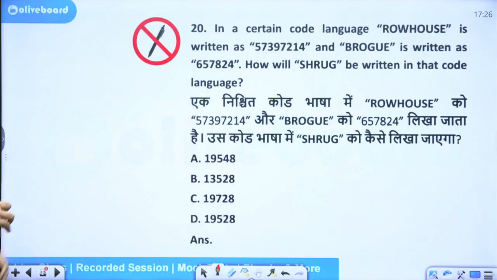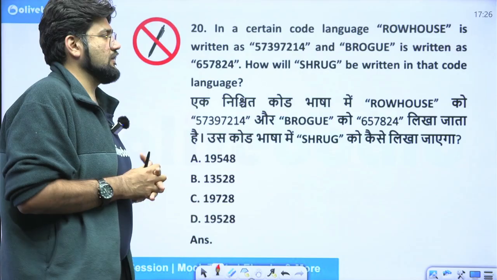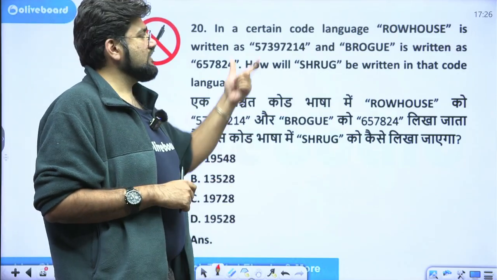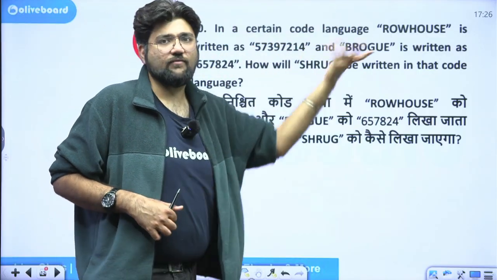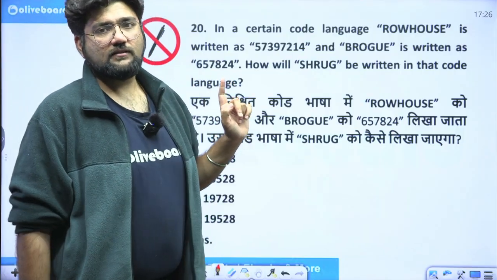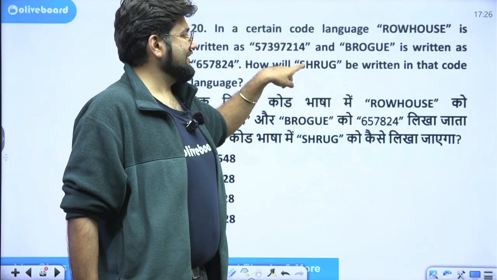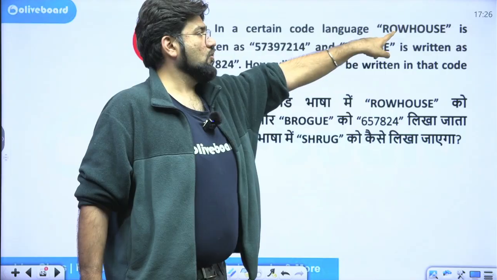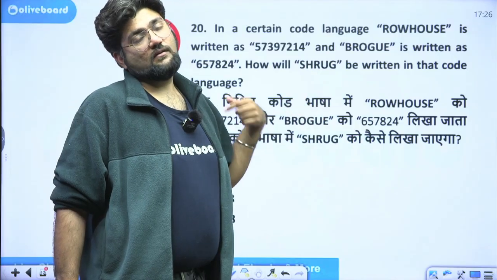Okay. Next, a certain code language: ROWHOUSE is this, BROGUE is this, how will SHRUG be written? First thing what all of you do is you instantly start with corresponding. Your R is 5, 57, 14, oh no, I can't find something. Then you switch. Remember, be careful about this. First, you always check that if SHRUG is given here and these letters are present in ROGUE, BROGUE and ROWHOUSE. Yes, they are. That means majority of times it is a substitution coding.